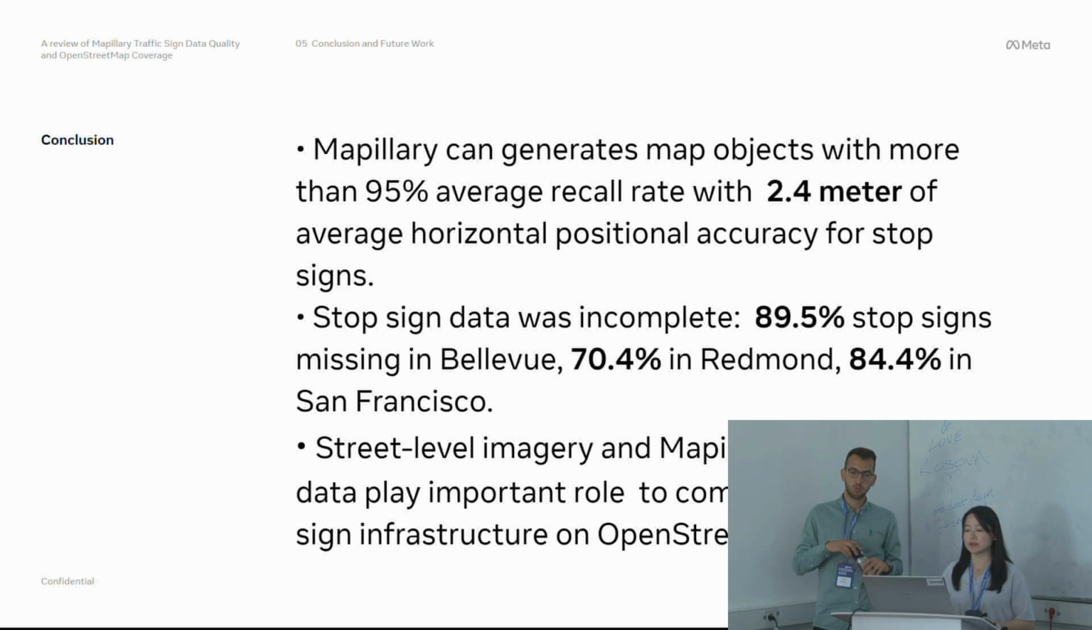And our analysis on OSM also proved that there is a significant amount of data missing on OSM for stop signs in these experiments. Not just in the 3 areas of interest, but also, in general, stop signs are not very well mapped, especially in the US. So, this means the street level imagery and Mapillary generated data can play a very important role to help complete the missing traffic sign infrastructure on OpenStreetMap.